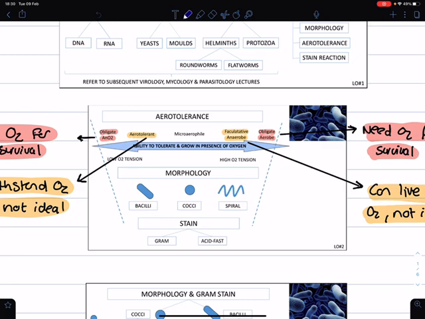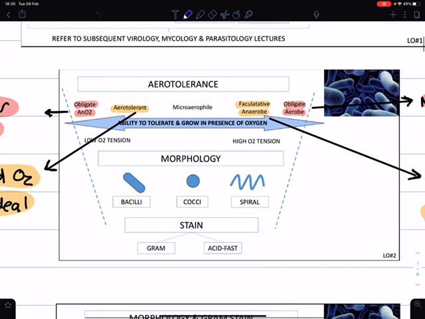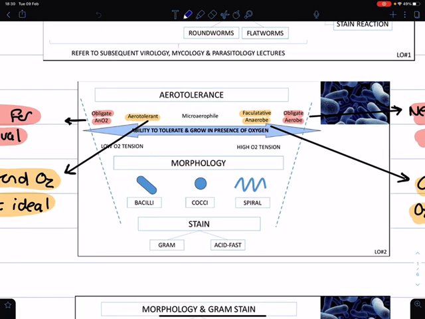Okay, and then if we look at morphology, there are three main types. There are some different deviations as well. The three main types are bacilli, cocci, and spiral. Bacilli is rod-shaped or oval-shaped, cocci is round, and spiral is spiral. And then also the two main types of stains are gram stains and acid-fast stains.